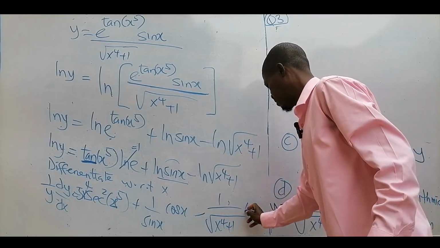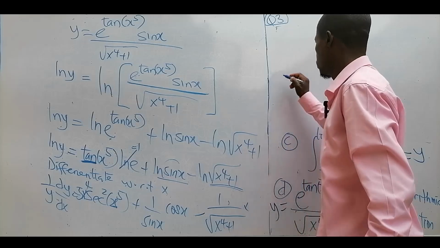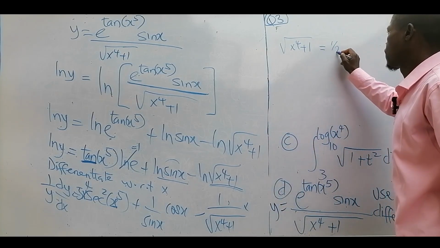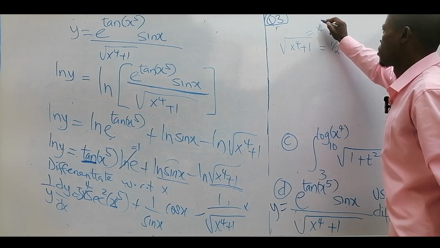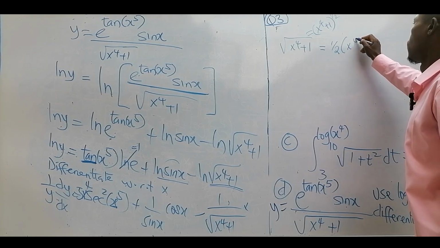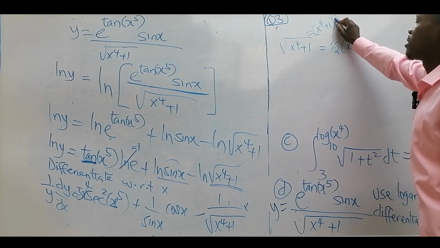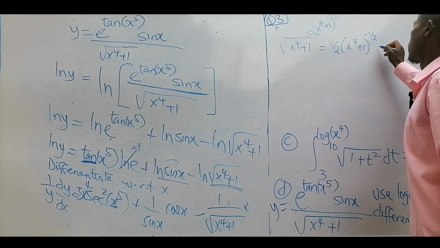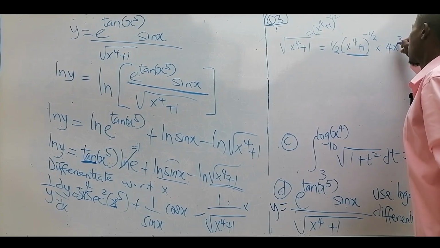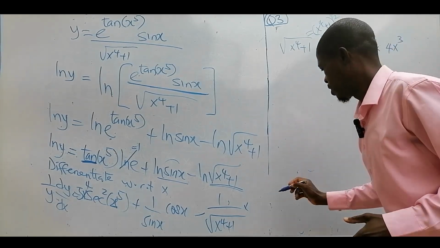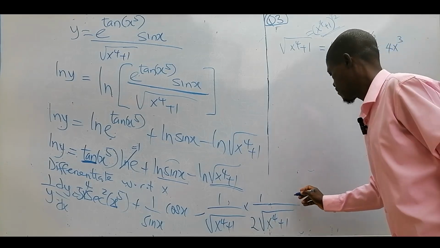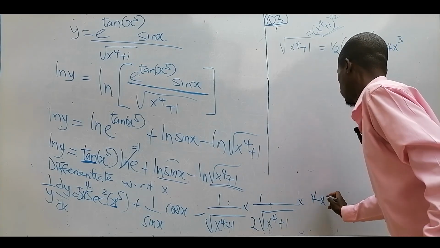And then times the derivative of the composite function. The inner function is this. So it's going to be half, because this one is equal to x to the 4 plus 1 to the power half. So that will be half into bracket x to the 4 plus 1, then the power minus 1, so minus half, times the derivative of the inner function, that's 4x cubed, using chain rule. So this will be 1 over 2 square root of x to the 4 plus 1, times 4x cubed.